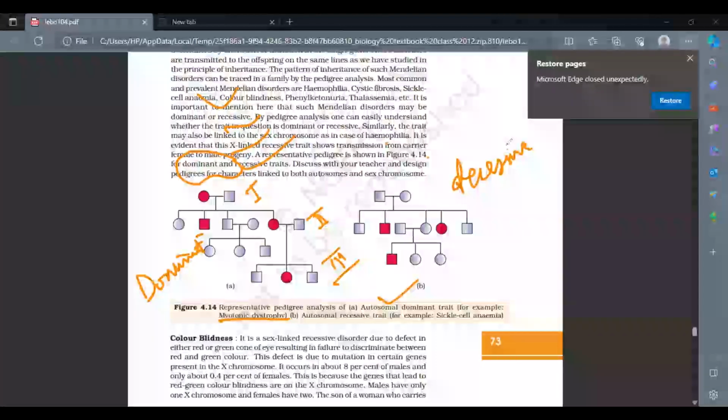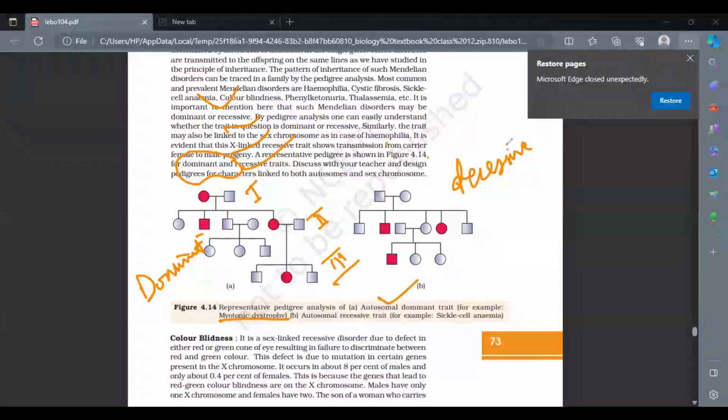Both are showing individuals, both male and female, which means they are not sex-linked in nature. But in the first one, in all three generations, you can see the people are affected with it. Okay, so that is why we say that's a dominant character.